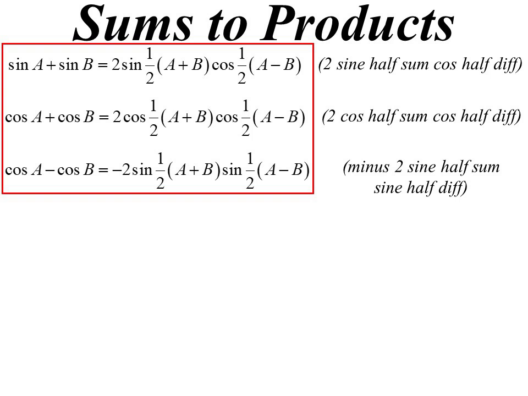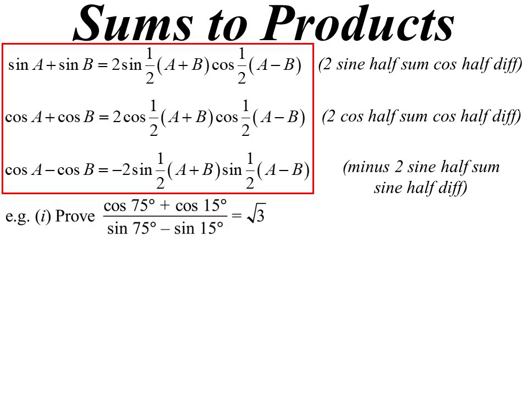So there's my pattern. Now what happens with this other one? Because it is a difference, instead of starting with 2, I start with negative 2. That's difference. Instead of using the cosine ratio, I use the sine ratio, so I don't start with the same ratio. And instead of finishing with cos half diff, I finish with sine half diff. So in my head I'm thinking difference. So there are my 3 sum to product formulas.